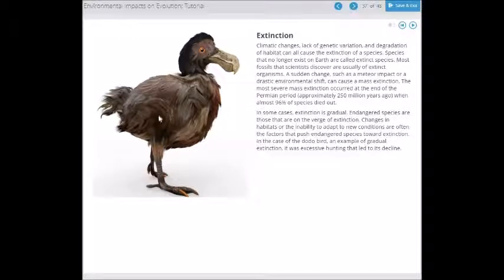It's called a dodo bird. This bird went extinct because humans hunted it to extinction, for no other reason. It was doing fine until humans came along and decided we're going to kill all these.